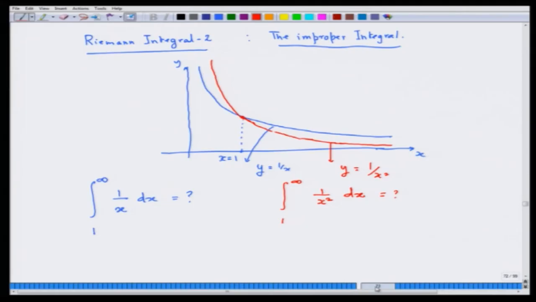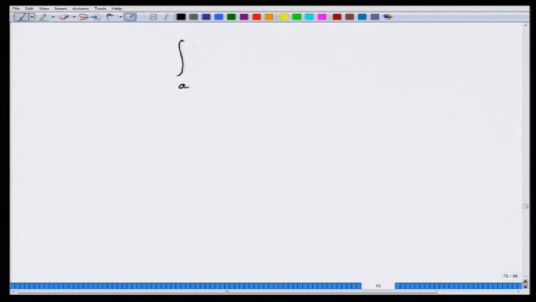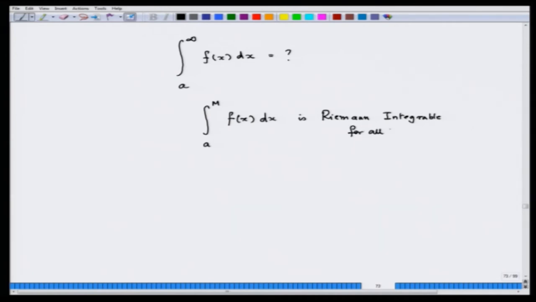So, in general I am asking, can I attach any meaning to this? If the function is nice over the given interval, say from a to any finite m, I can say the function is continuous or even bounded there, and Riemann integrable for every m that you take. Or if you are not comfortable with Riemann integrable at this moment, just take f to be a continuous function between a and m for all m bigger than a.